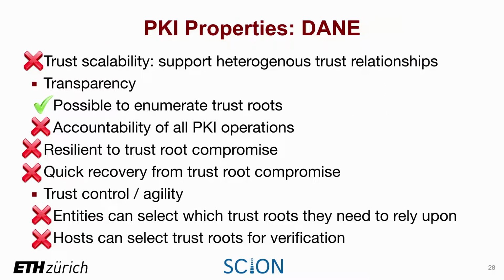And so if we look at the PKI properties with respect to DANE, we see that the only property we get is that it's possible to enumerate the trust routes, but also there are very few trust routes in this case, and that makes the system quite vulnerable, and the security is only as good as the weakest link.